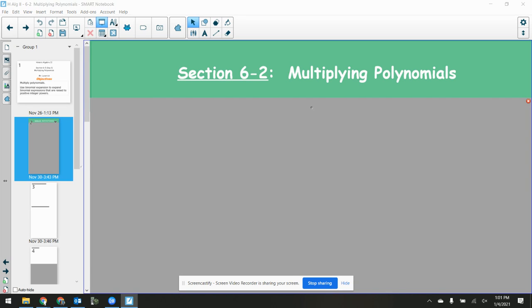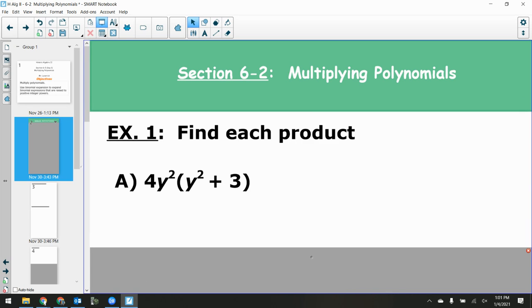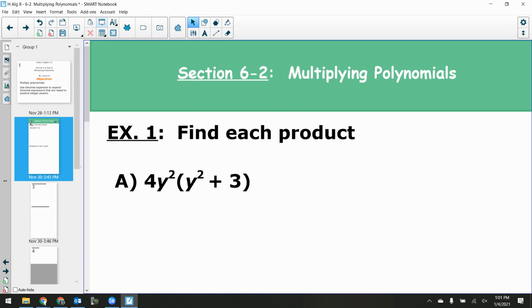Okay? Now, what do you intuitively think you should do with this problem? And that's exactly right. All we're really going to be doing today is the distributive property. That's all multiplying polynomials really is. It's the distributive property, just over and over and over again. So let's multiply in.